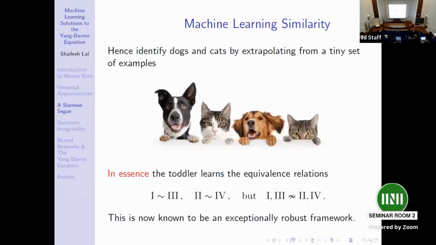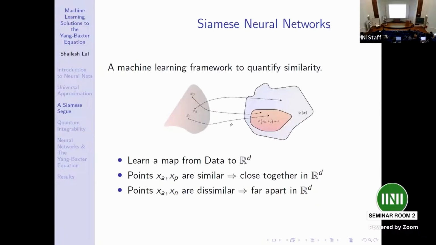So what is happening here is that the toddler is learning an equivalence relation: 1 and 3 are similar, 2 and 4 are similar, but 1 and 3 are not similar to 2 and 4. And this is really what these people solved. They trained the neural network not to classify, but to answer this question. You try to learn a function that represents your data, but the constraint on the function is that if the input variables are similar, then the points are close together in representation space.